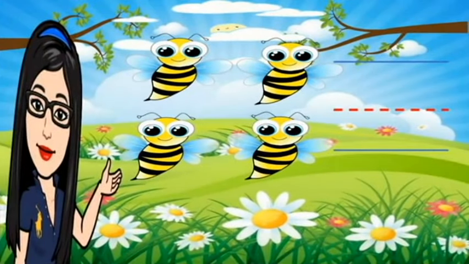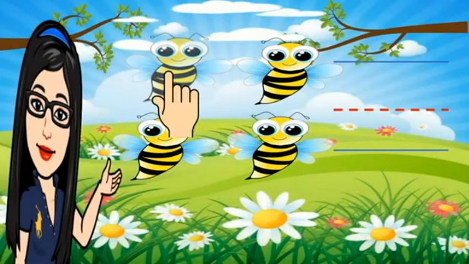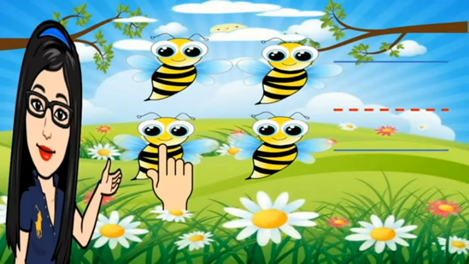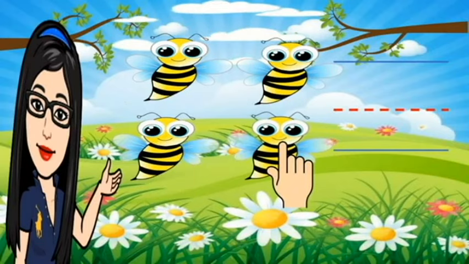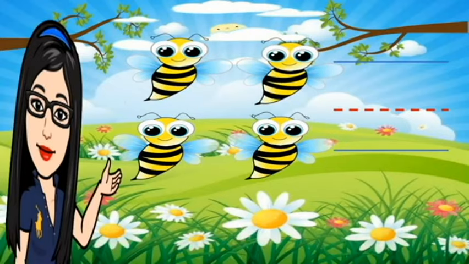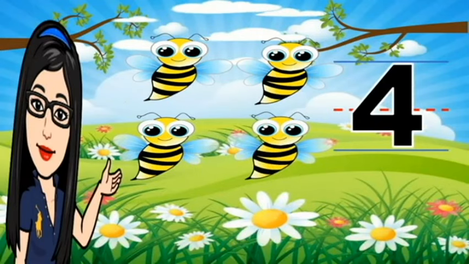Wow, what picture is that? It's a bee. How many bees are there? Let's count. 1, 2, 3, 4. Again, count it one more time. 1, 2, 3, 4. So there are 4 bees. Okay, very good. Next one.